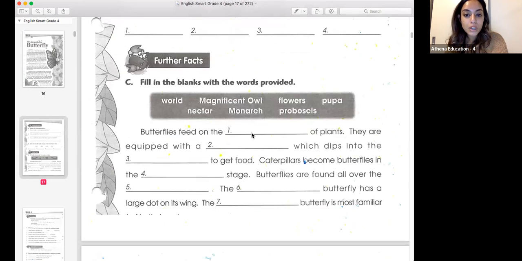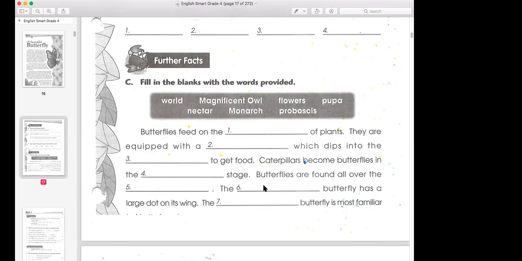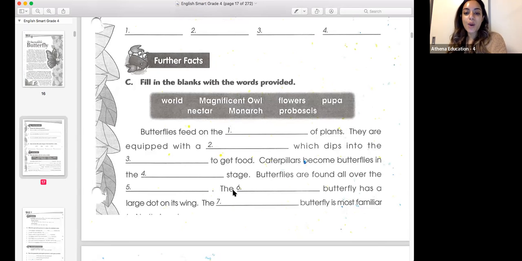Okay, so number 6, the blank butterfly has a large dot on its wing. So what goes here, Daniel? Magnificent owl. Good job. Magnificent owl. The magnificent owl butterfly has a large dot on its wing. Okay. Good job, everybody. So you can add those answers in.